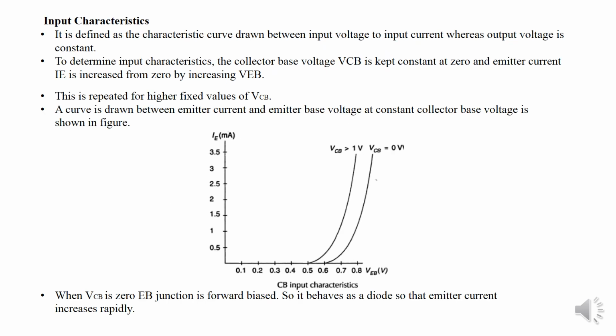Here VCB is 0, that is, the emitter base junction is forward biased, so it behaves as a diode, so the emitter current increases rapidly. And that's about the input characteristics.